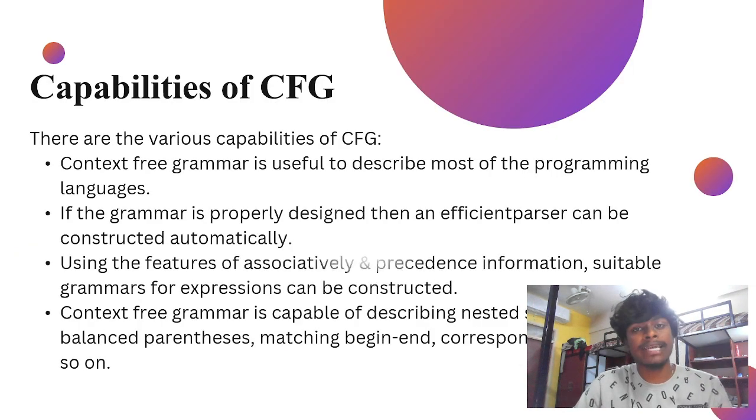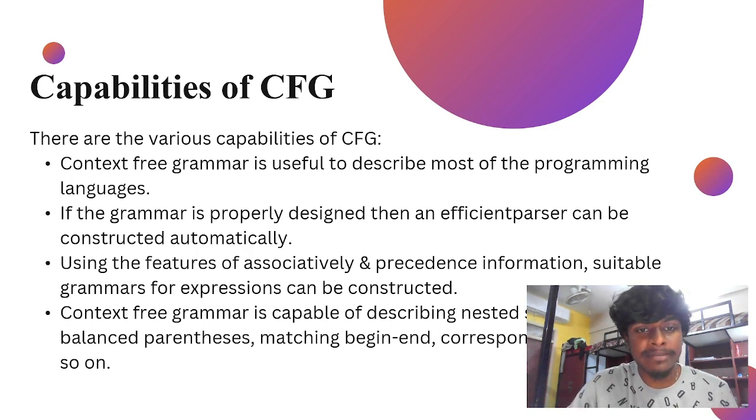And now let's have a look at the capabilities of context-free grammar. There are various capabilities of context-free grammar. Context-free grammar is useful to describe most of the programming languages. If the grammar is properly designed, then an efficient parser can be constructed automatically. Using the features of associativity and precedence information, suitable grammars for expressions can be constructed. Context-free grammar is capable of describing nested structures like balanced parentheses, matching begin-end, corresponding if-then-else, and so on.